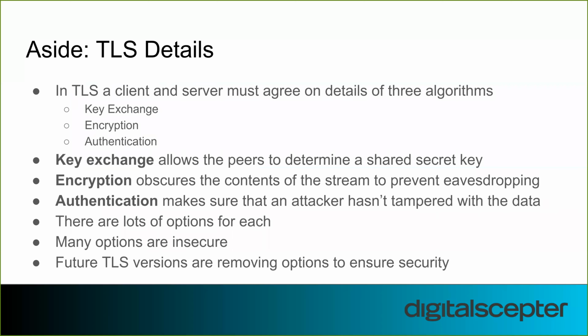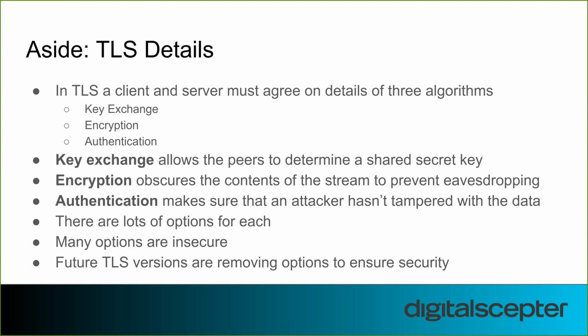So with that said, before we get into all of our options for our protocol settings here, we need to talk a little bit about the details of what we're actually configuring. A TLS connection involves both the client and the server agreeing on some details for 3 different algorithms. You've got the key exchange algorithm. That's what actually allows the peers to determine a shared secret key. You have the encryption algorithm. That's what actually does the encrypting, right? To make sure that nobody in the middle can snoop on your data. And then the authentication is to make sure that none of that data has been tampered with.